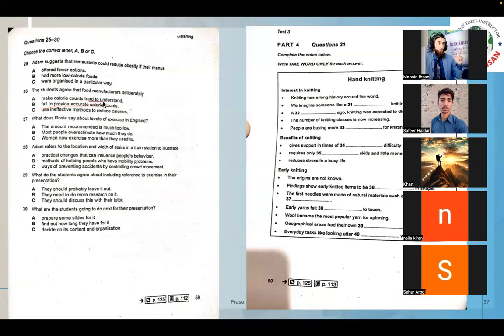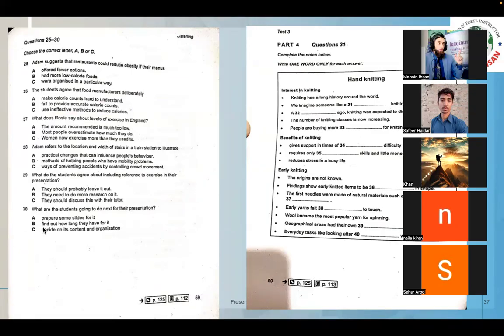So first is hard to understand, second is fail to provide, third is use ineffective methods. Ineffective, like no effect, there is no effect to reduce calories. So hard to understand, fail to provide, ineffective method. And definitely you will listen to the exact option with 100% synonym, right? So the other options, in computer-based exams, you can highlight them, right?